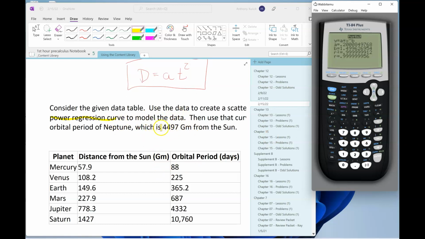So I want to do basically Y1 of 4497. I'm going to do this using that function notation method that I showed you earlier, just as a change of pace. And because I didn't bother to create the scatter plot, it'll be quicker to just do it that way. So I'm going to press vars, go over to Y vars, pick the function option, pick Y1, and then do 4497.